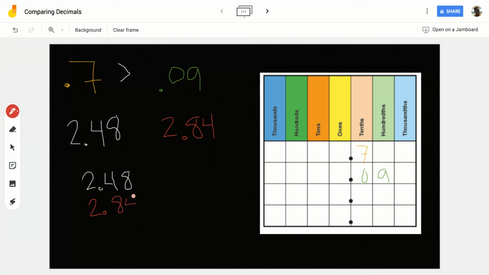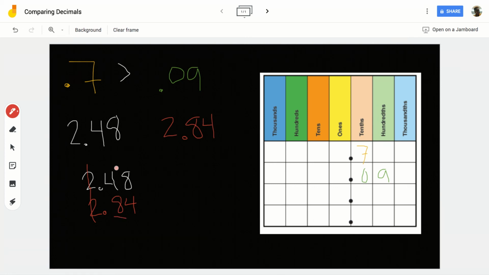Now I'm going to go through and I'm going to compare my numbers. They're lined up. I'm going to compare my place values. In my ones place, I have a 2 and a 2. Well, those two are the same, so that's not helping me. So I'm just going to cross that out. Okay, next place value. In my tenths, I have a 4 and an 8. Well, we'll just look at which number is bigger. Is 4 bigger or 8 bigger? Yep, 8 is bigger. Nice.